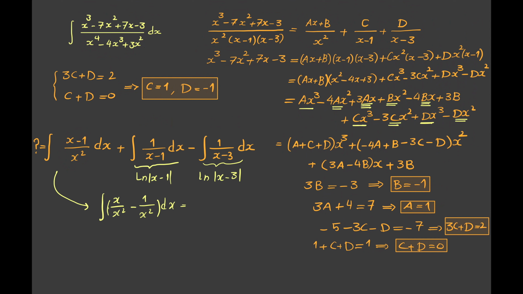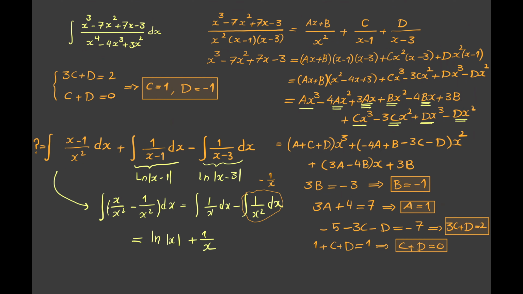So here 1x and 1x are cancelled. I get 1 over x dx, and then minus integral of 1 over x squared dx. But again, both of them are simple. The integral here is just ln of absolute value of x, and this one is simply minus, so the integral here is minus 1 over x, but I have also a minus sign, so this becomes plus 1 over x.